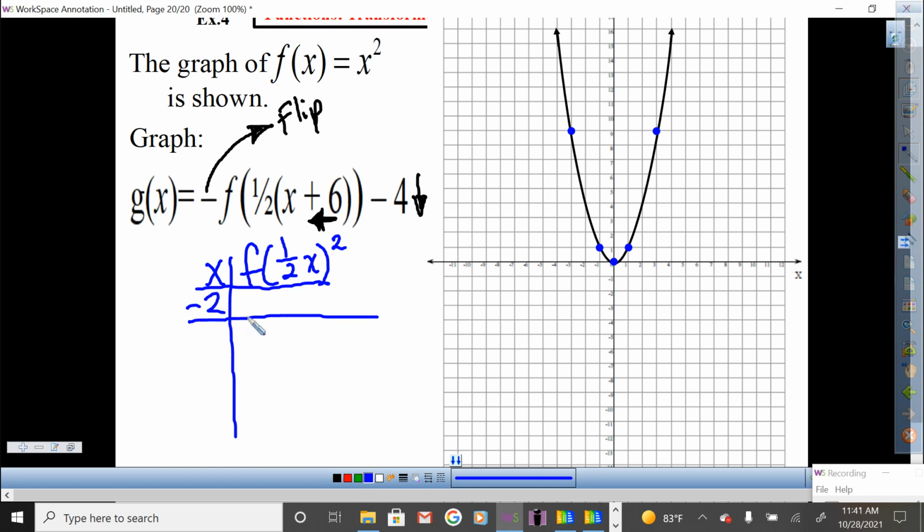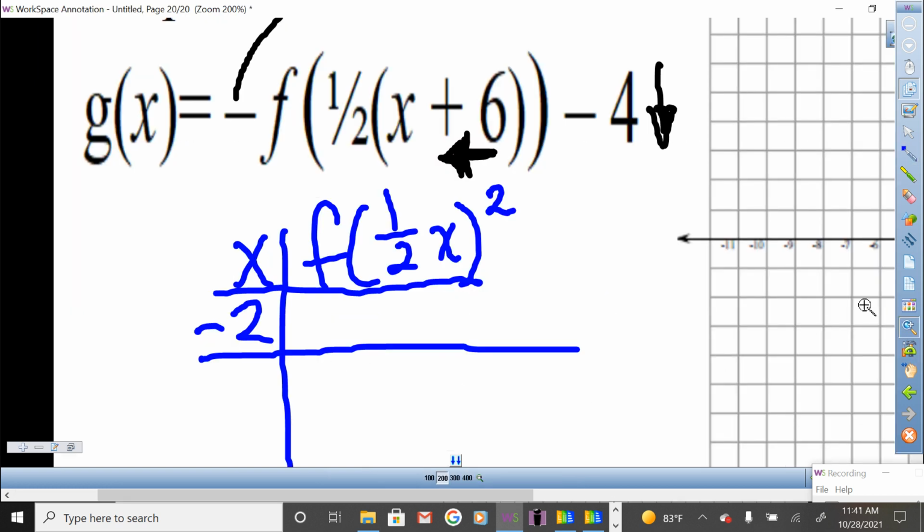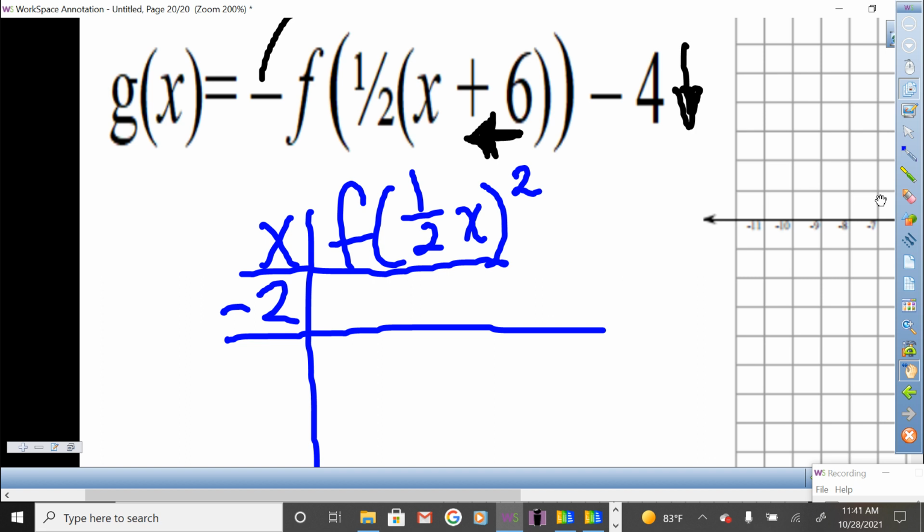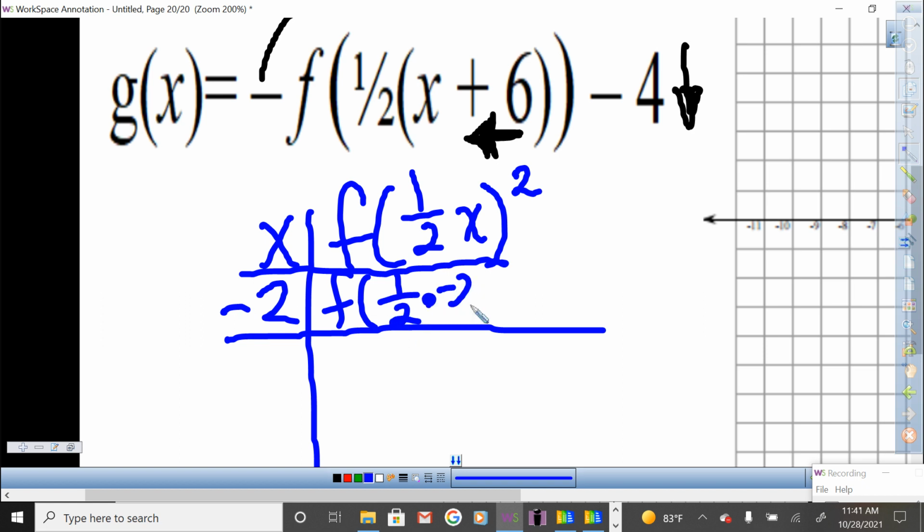-2. I'm going to zoom in so that you guys can see the work, at least for the first one. Okay, so let's see. f of 1/2 times -2 squared. So what is half of -2? -1. And what is -1 squared? 1.